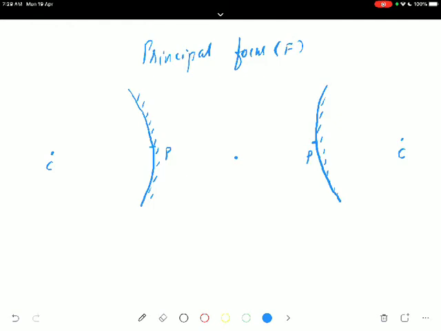And we draw principal axis. I think all of you remember that principal axis. It is a straight line passing through center of curvature and pole of the mirror. This is the straight line passing through that. And here also, straight line passing through P and C. We call it as a principal axis. Last class, we saw this point. It's a principal axis.